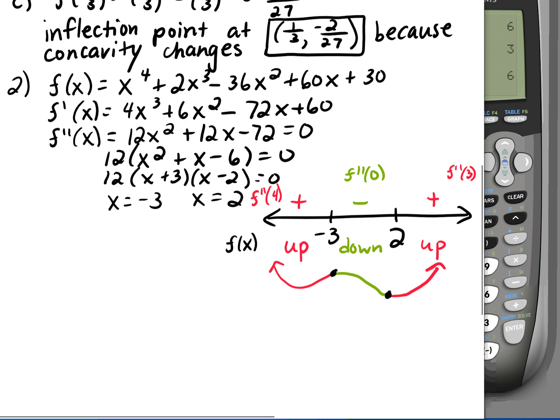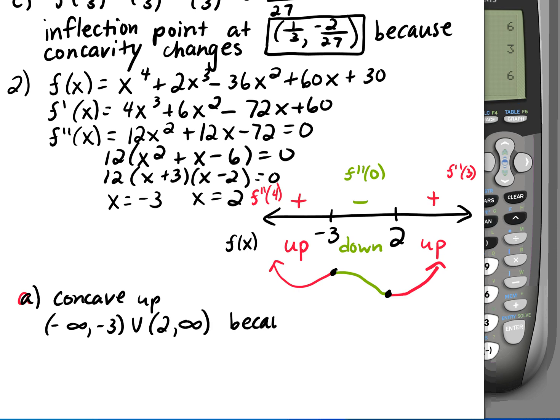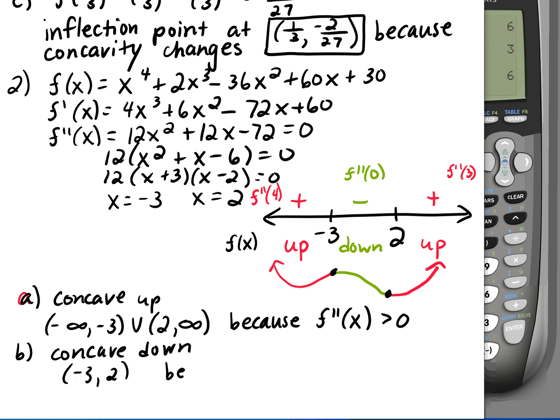All right, so again, we're going to write down the different parts here. Concave up from negative infinity to negative 3, union, because we'll have 2 of these, 2 to infinity. And again, because the second derivative is greater than 0, this reason will not change every time. You just have to make sure you find the correct concave up and concave down. And then it's concave down between negative 3 and 2 because the second derivative is negative, or less than 0.